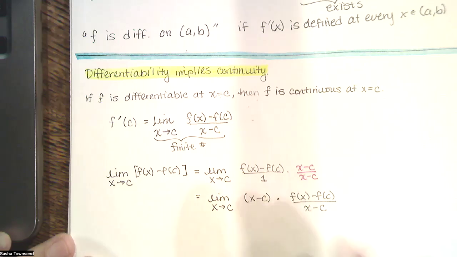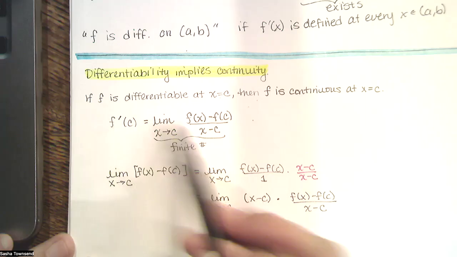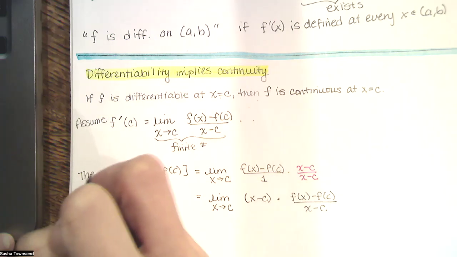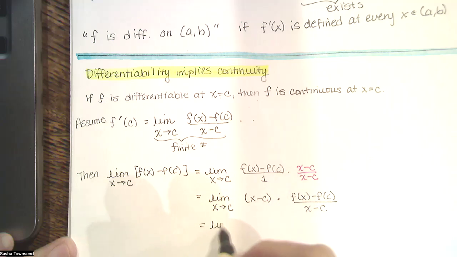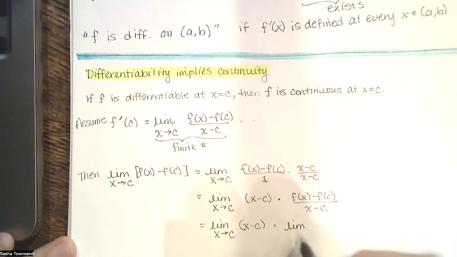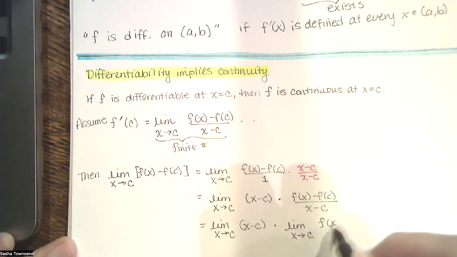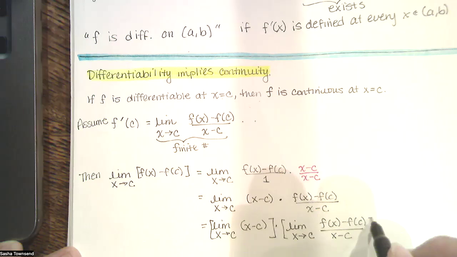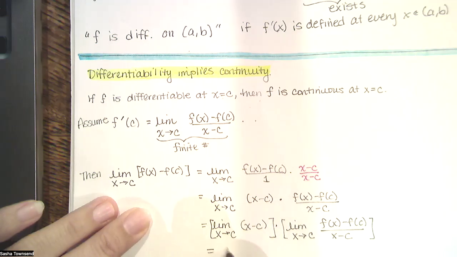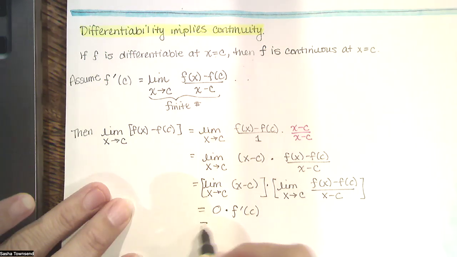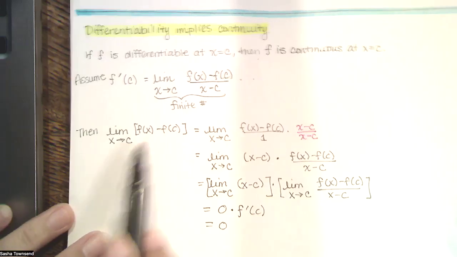Now this is a limit of a product, and we know that the limit of a product is the product of the limits, provided the limits exist. If we're assuming that this limit exists, then we can conclude that this limit exists. x minus c is of course continuous, so you can just plug in x equals c. And then this limit exists by assumption. And so I get this, which is 0, since c minus c is 0, and then this is the definition of the derivative. So we get 0.